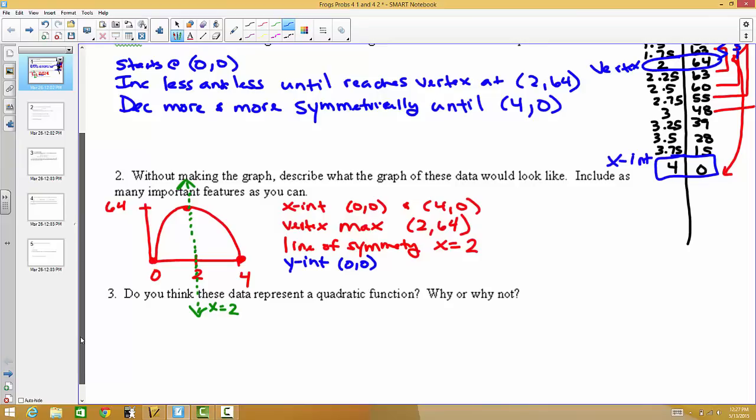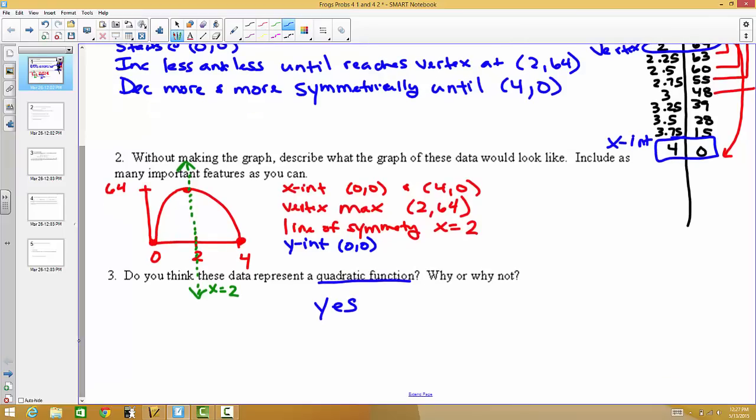And number 3 says, do you think the data represents a quadratic? Yes. And that is because the graph is a parabola. In fact, it's a negative x squared because it's going down, because the vertex is a max.